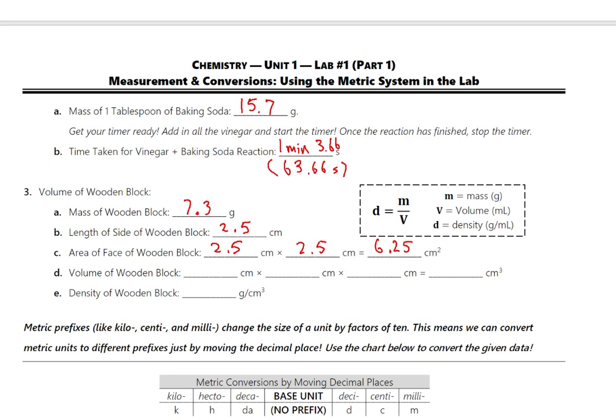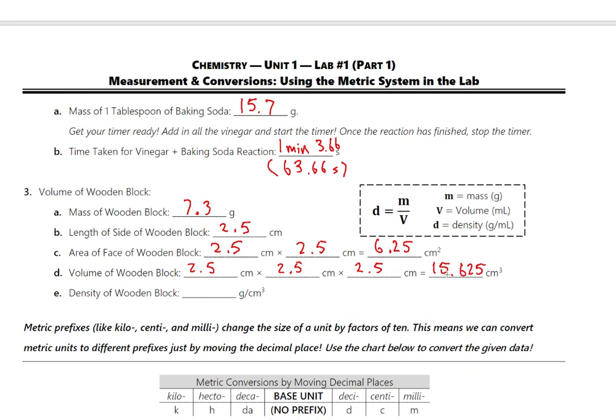Centimeters times centimeters. All right, the volume of the wooden block would be 2.5 centimeters times 2.5 centimeters times 2.5 centimeters, so like the length times the width times the height, or 2.5 cubed. It's the same mathematical thing, which is why we have cubic centimeters or centimeters cubed over here. When you multiply all these three together, this is 15.625 cubic centimeters.